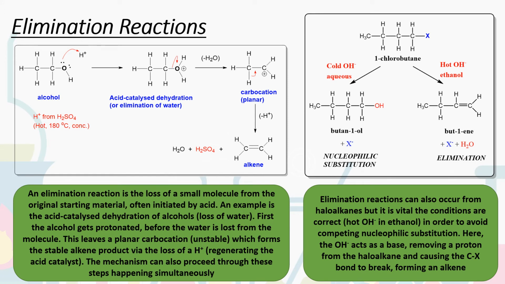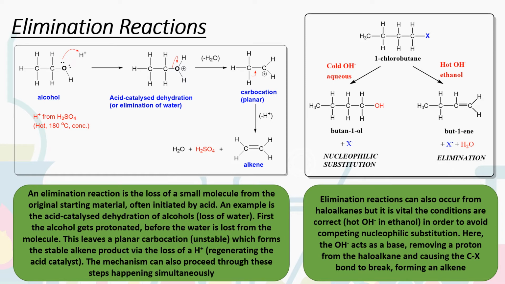Now, the next one to look at is an elimination reaction. And there's a couple of different times we'll see this throughout the A-level syllabus. But I've shown 2 examples here. The first is an acid-catalyzed elimination from an alcohol to form an alkene. And the second is from a haloalkane, also to form an alkene.